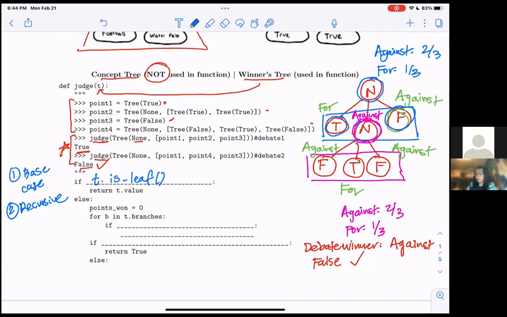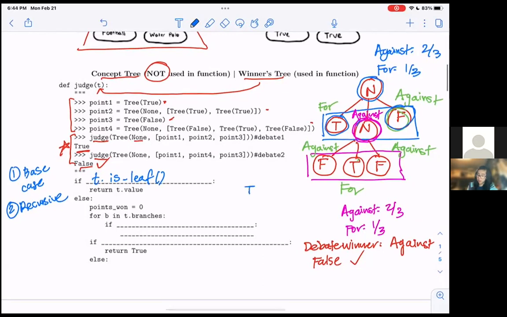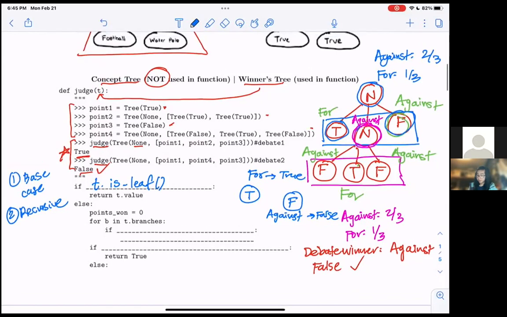That makes sense, right? Because for example, if we had a winner's tree that was just one node, the most simple basic case, and the value of it was just true, that means that the entire debate was won by the for side, right? And then that means we would want to return true. On the other hand, if the T that is passed in is just a single false node, we know that the against side won, and thus we should return false. So in other words, we're simply returning the value of the tree that is given to us if it is a leaf.